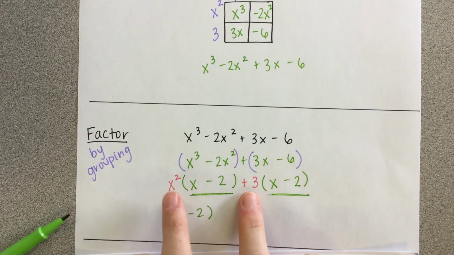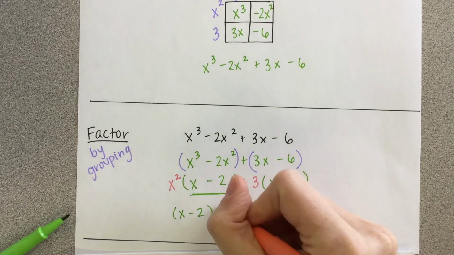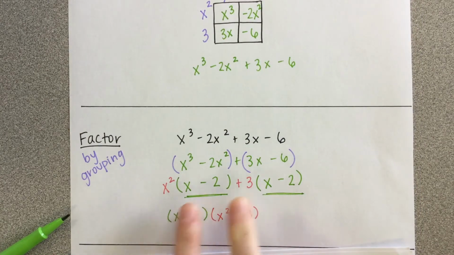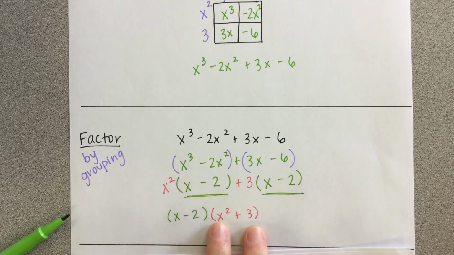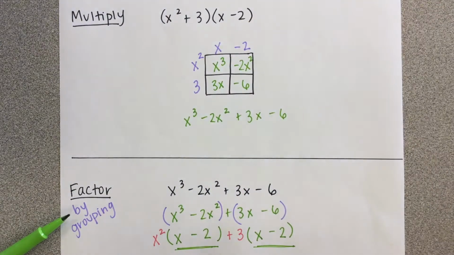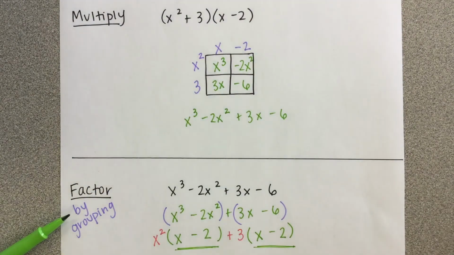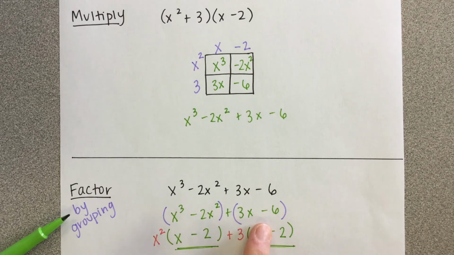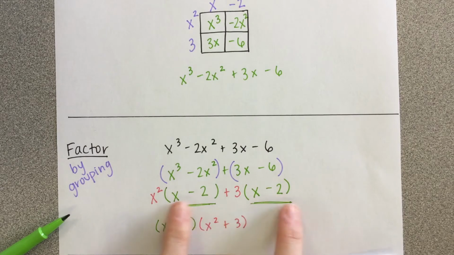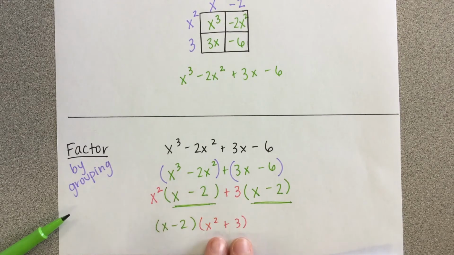What I'm left with is x squared plus 3. So I factored out the common factor, and left with x squared plus 3. And notice that those were our original factors up here, written in the other order, right? So this method is called factor by grouping. We sort the terms into groups, we factor out a common factor from each group, then we factor out this common factor, and we're left with these two terms.